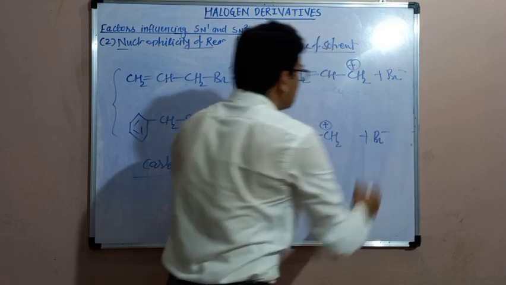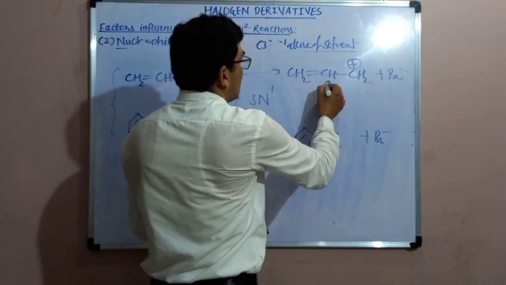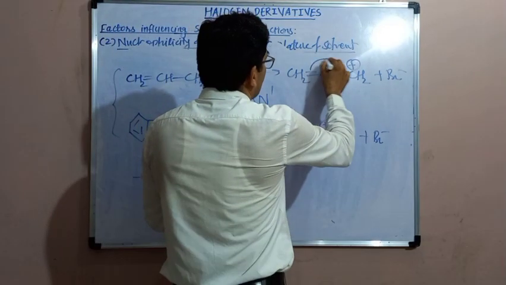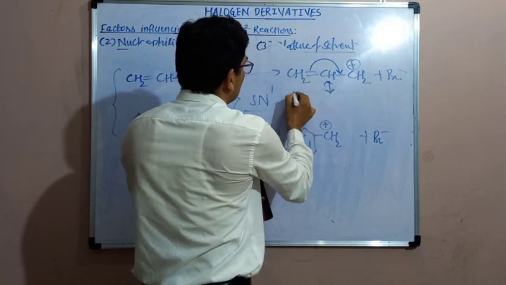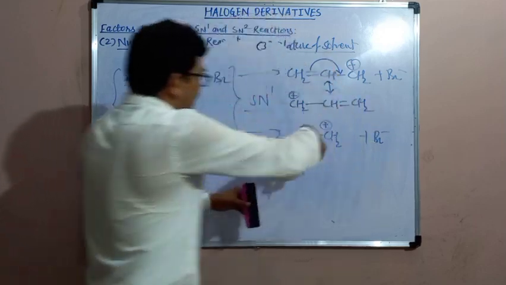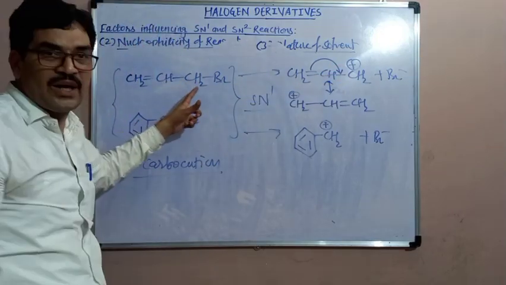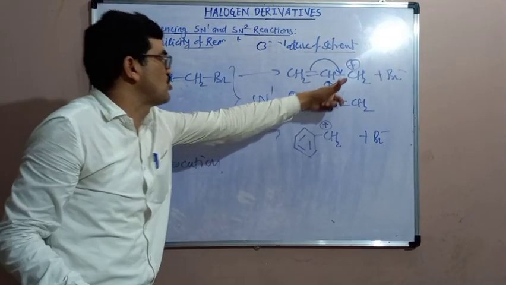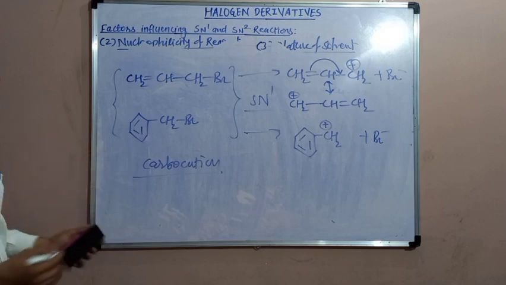Both of these carbocations are greatly stabilized due to the phenomenon of resonance. Here resonance is possible. Resonance occurs here. This bond will move here and the positive charge will move here. Another structure will form. So because of this resonance, the carbocation which is formed by the heterolytic fission will be greatly stabilized, and because of the stabilization of the carbocation, the SN1 reaction can easily occur. It means they are more reactive toward the SN1 reaction.